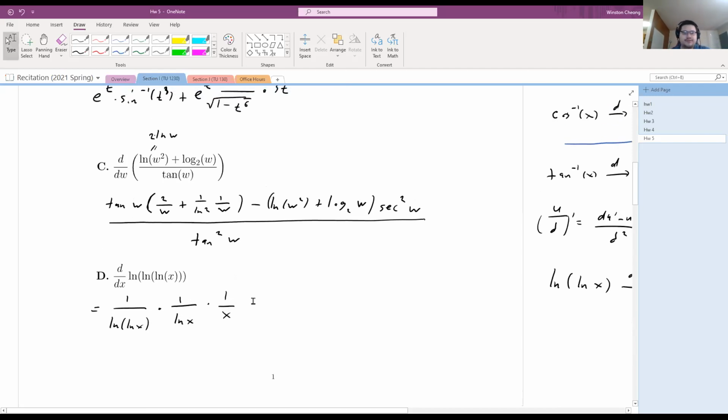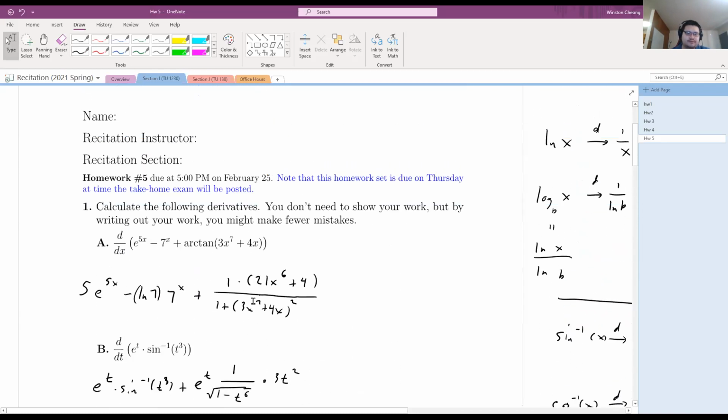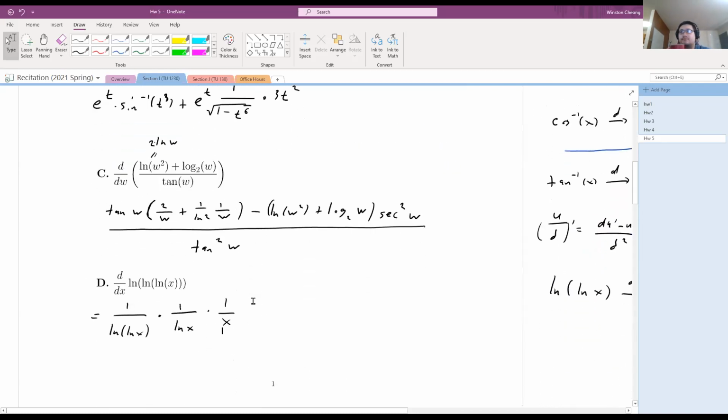Any questions on this number 1, all of these parts?